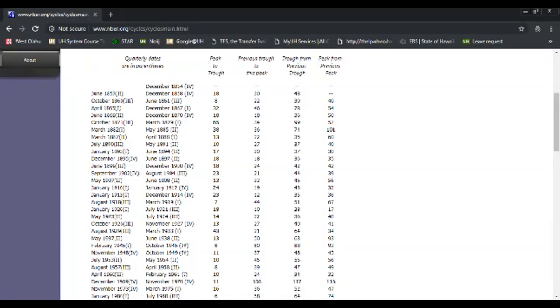What you can see here is that you've got number of months from peak to trough, previous trough to this peak, trough to trough, peak to peak. Let's just focus on peak to peak. Because peak to peak is going to say, how many months did it take to go from one peak to another, okay? So how quickly or short do things go?